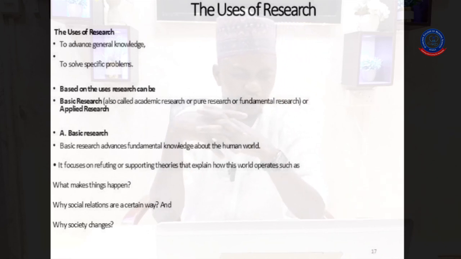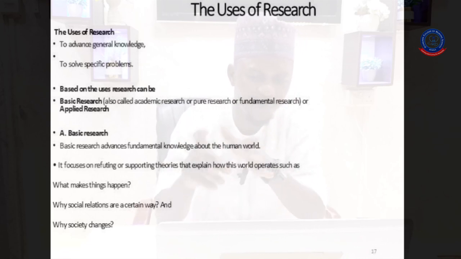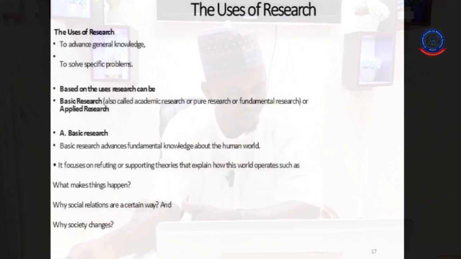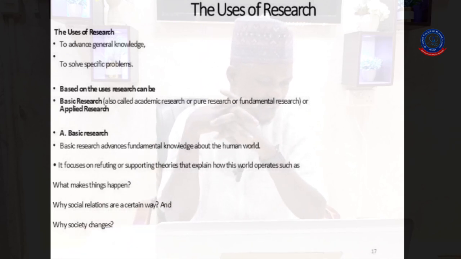Basic research is also called academic research, pure research, or fundamental research. All these names are for basic research. While applied research applies existing principles in advancing knowledge. So let's start with basic research.